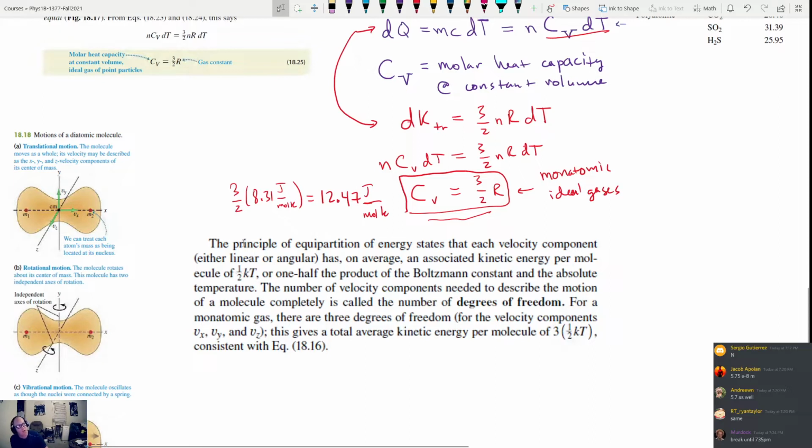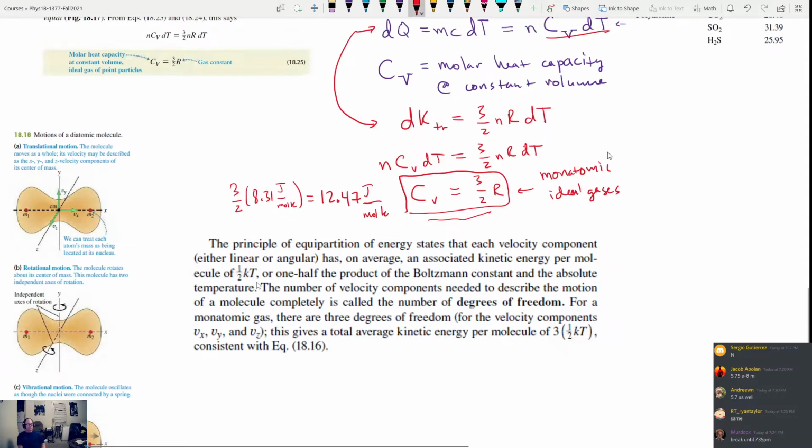This is something we're not going to prove in this class, but if you go on and take more advanced classes in thermodynamics, it's something you can actually prove. And of course, you can go read about it on the internet if you want to. It says that the principle of equipartition of energy states that each velocity component, either linear or angular, has on average an associated kinetic energy per molecule of 1/2 kT.